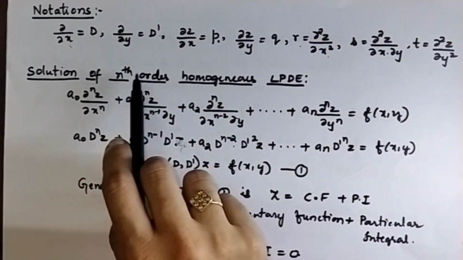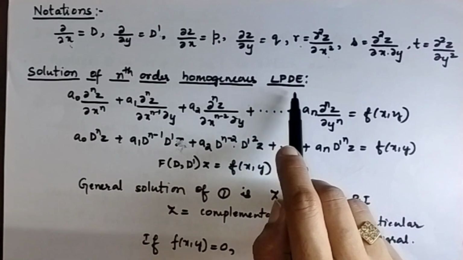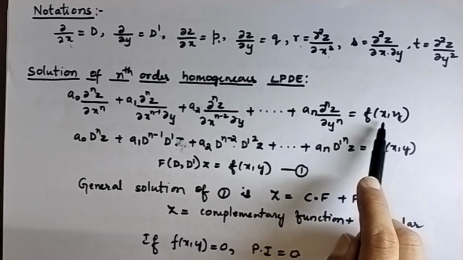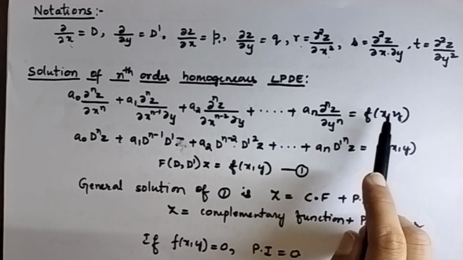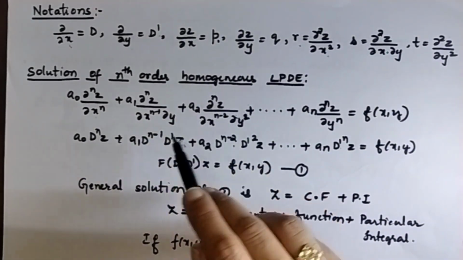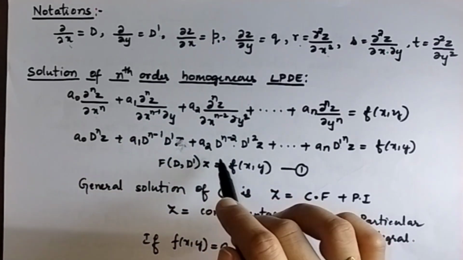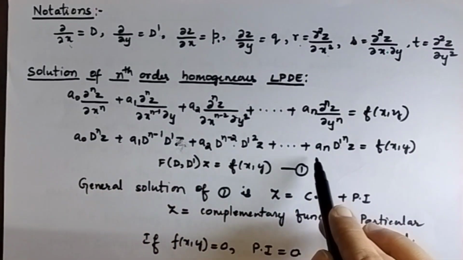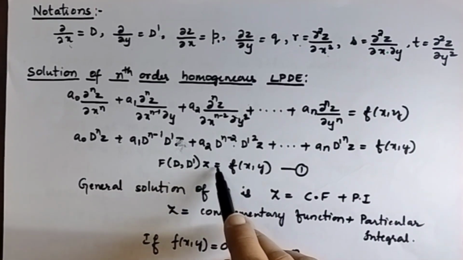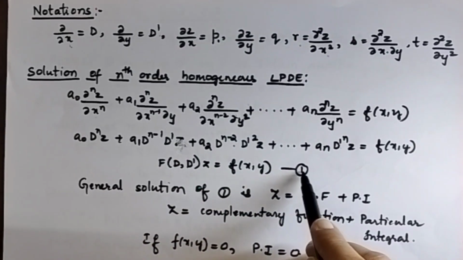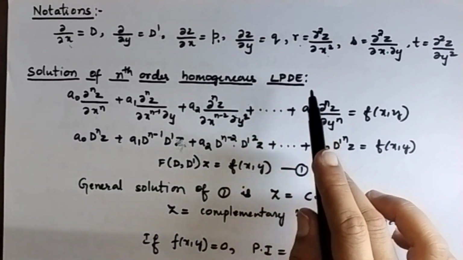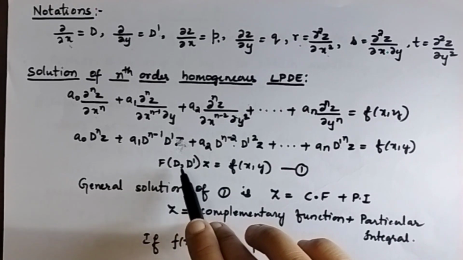Now, how to solve an nth order homogeneous linear partial differential equation? Let us see that. This is the standard form of an nth order linear partial differential equation, which is homogeneous. So I am replacing dou by dou x with D and dou by dou y with D dash. Then you can write this entire expression as f of D comma D dash into z equal to f of x comma y.